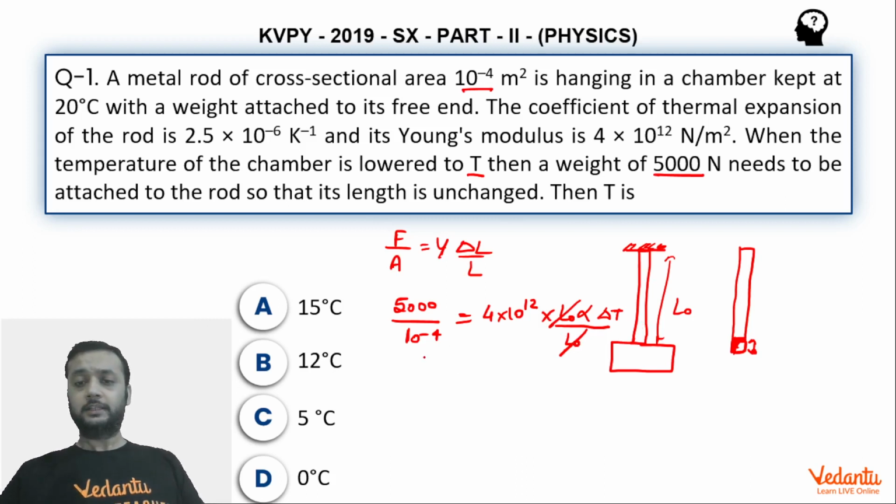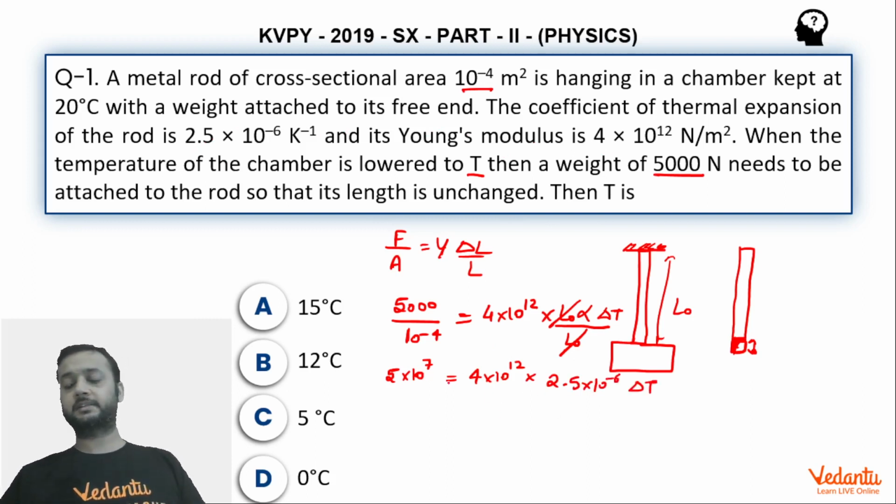So L naught will cancel from here. We are going to get 5 into 10 to the power 7, that should be equals to 4 into 10 to the power 12 into alpha, whose value is given as 2.5 into 10 to the power minus 6 into delta T. Okay, so from here what do we get? 2.5 into 4, this will become 10, and 10 to the power 13 minus 6, so that means 10 to the power 6, and so this is 5 into 10 to the power 7, this is equals to 2.5 into 4, how much is it, 10, 10 to the power 13 minus 6, so 10 to the power 7.